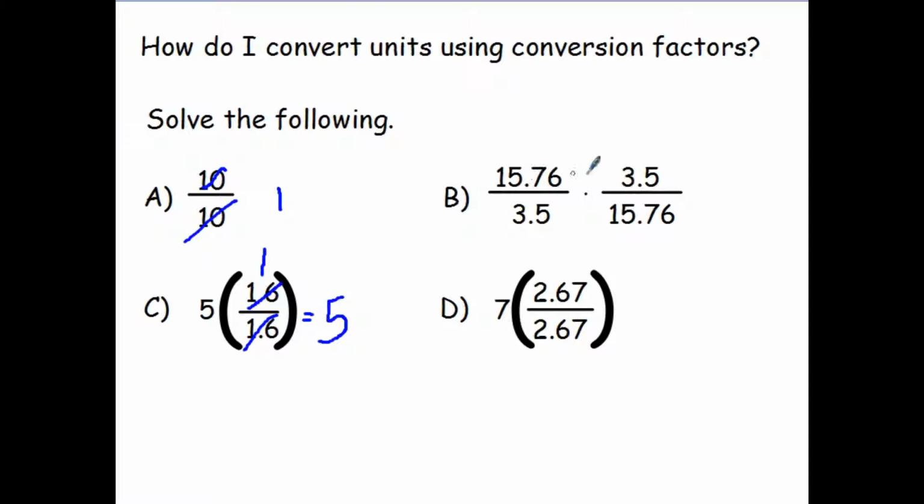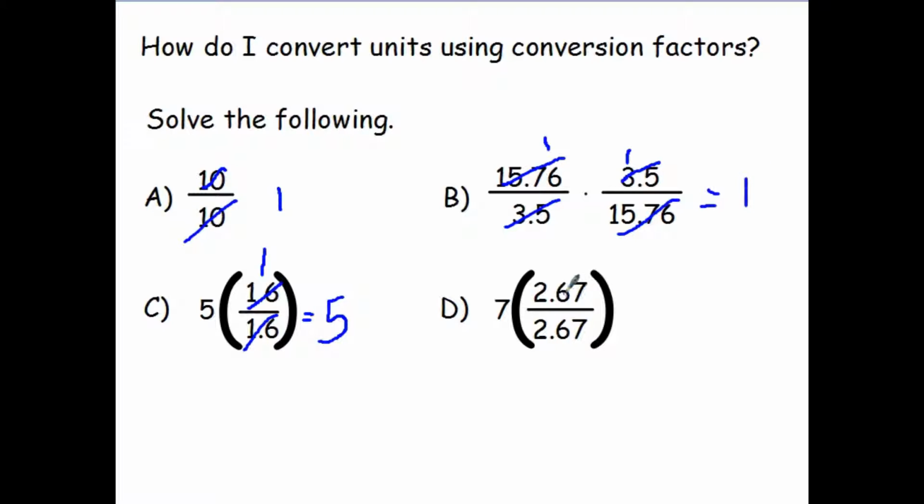Similarly, if you have a number in the numerator and another number in the denominator that are being multiplied by each other, two fractions here, they will still cancel. So 15.76 in the numerator and 15.76 in the denominator will end up canceling out as well. They become a factor of 1. And the same with the 3.5 and the 3.5. So here I end up with 1 and 1, and then 1 times 1 is equal to simply 1 again.